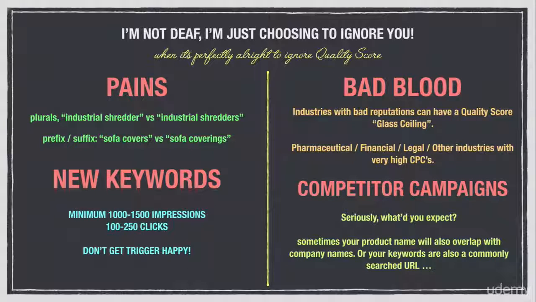This kind of problem can arise even when you're not specifically targeting your competition. If you sell a product that has the same name as a well-known company, you might see low quality scores for that product's keywords. In most of these cases, simply ignore the low quality scores unless, as a result, your keywords are no longer profitable.